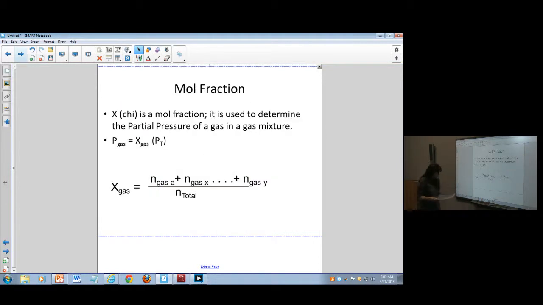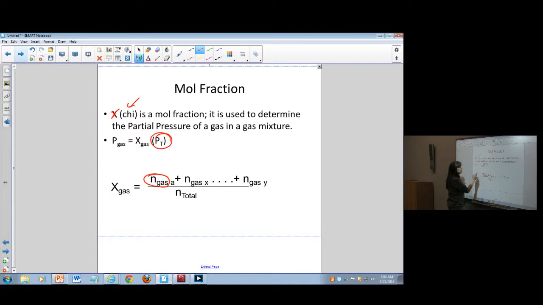Another thing that we can use this for is to find the mole fraction. If we know the total pressure and how much of a certain gas is in there, we can figure out the amount of that gas. Another thing we know, this is called a chi, this x, and the chi is called the mole fraction. We use that to find some partial pressure. We know the total pressure, but we can figure out what the partial pressure is once we know this mole fraction.